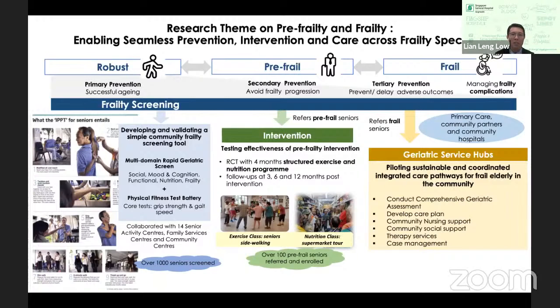And then we measure how effective these programs have been in slowing down the development of frailty or even reversing frailty status in this group of seniors. For the other end of the spectrum, where the seniors are very frail, they are then referred to community-based programs such as our Geriatric Services Hub that provides more coordinated and integrated care pathways for frail seniors in the community. And in this group, the aim is to ensure that the health, functional, and social care needs are integrated, and the seniors are appropriately attending day rehab centers where they can attend structured programs to reduce care burden in the community.